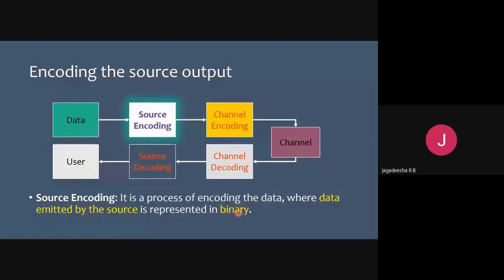For example, there are 3 symbols generated by the data source: A, B, and C, and so on. How do we represent them? The source encoder will represent A as 11, B as 01, and C as 00, and so on. This is just an example, a very generic example to start the discussion of source encoding. Okay, we will move on to the next slide.